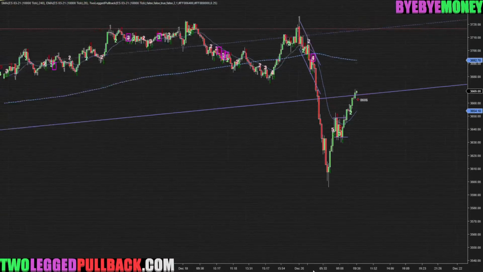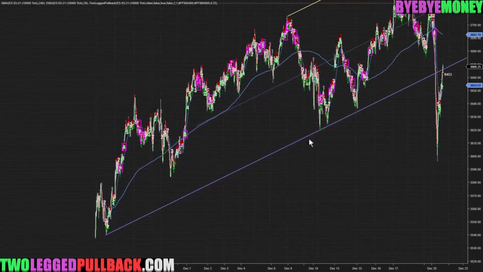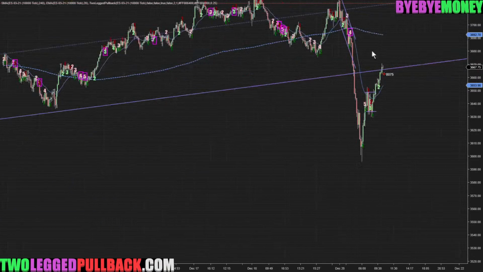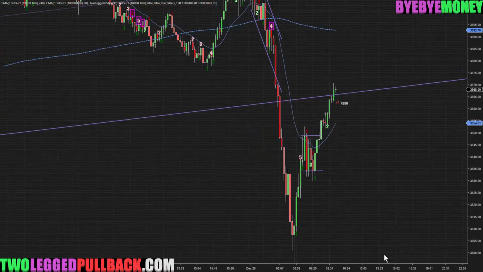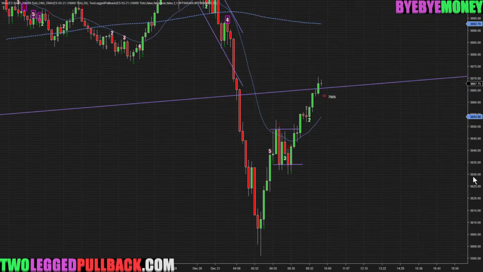Look at this 10K chart here. This is my channel for the 10K chart. We broke it down, and now we're coming back for the first time retest. Typically, you would find some sort of resistance here. I'm surprised we're currently ripping through it.